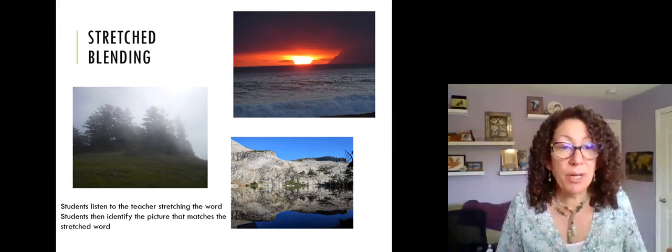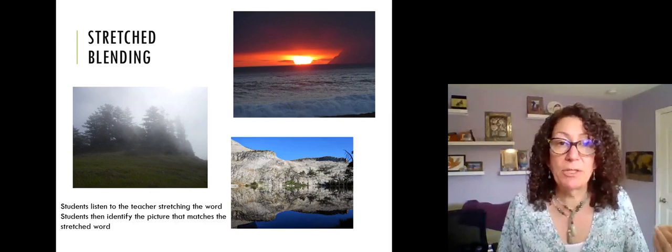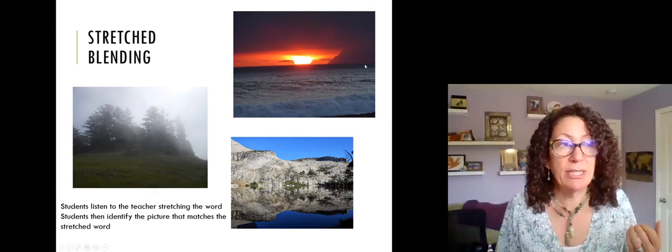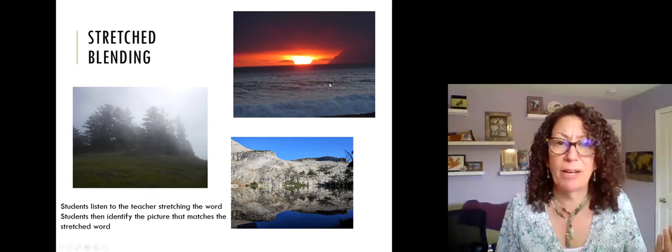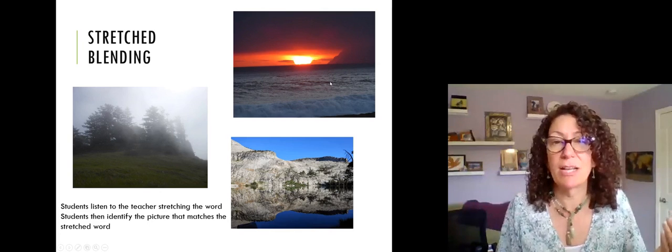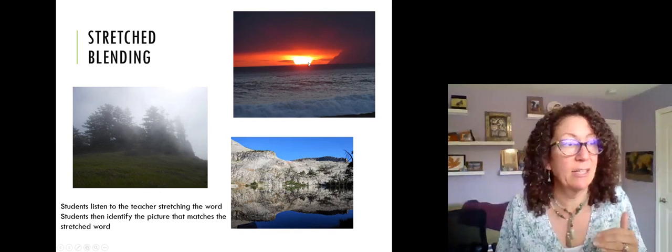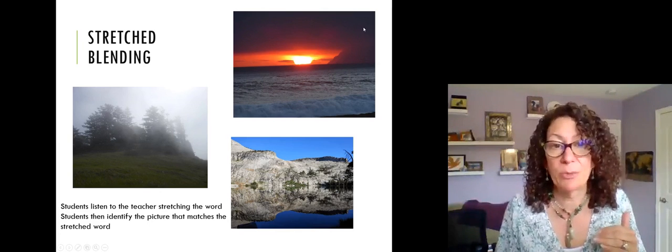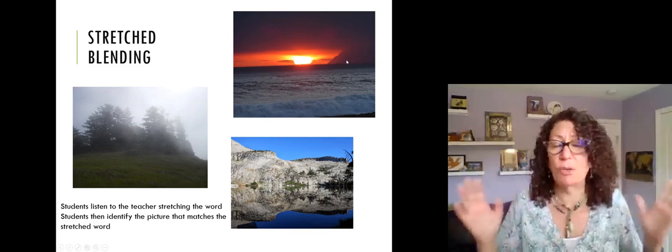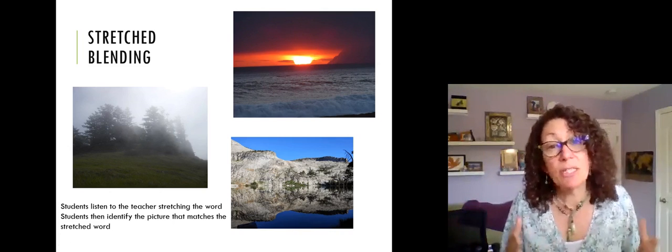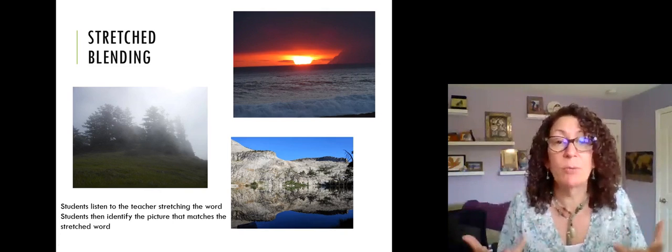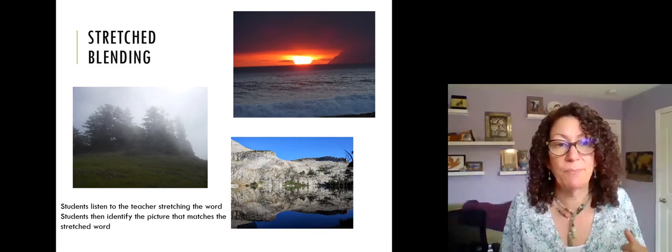So when we're doing stretched blending, first thing we would do, we would have these pictures. And I would say to the children, this is a picture of the sun. And we could talk about that, right? That's kind of an odd picture. It's the sun, it's setting over the ocean. And that's what you're seeing right here. So have you ever been to a sunset? And you can have this whole conversation with your students. Have you seen the sunset? Have you been to the ocean? And all of that is helping them develop their language.